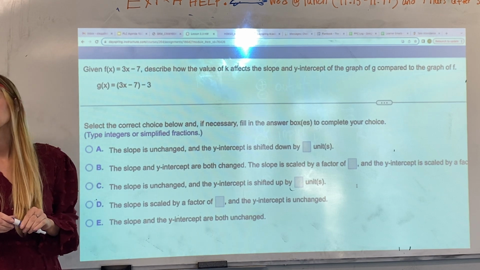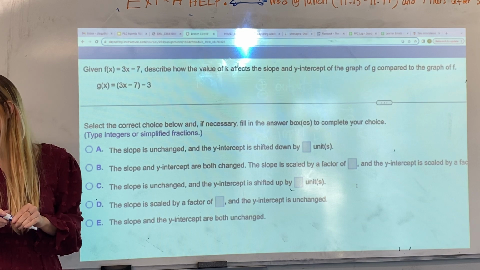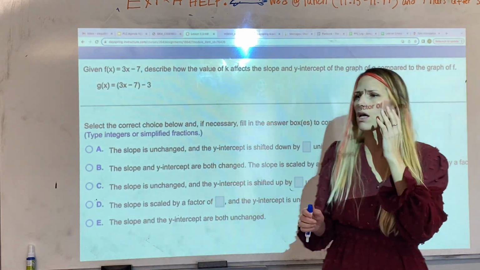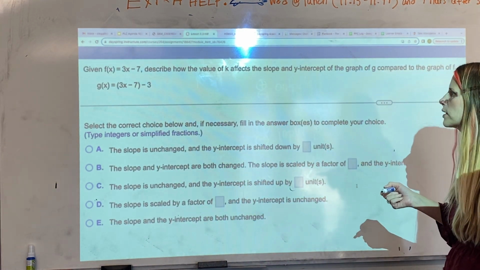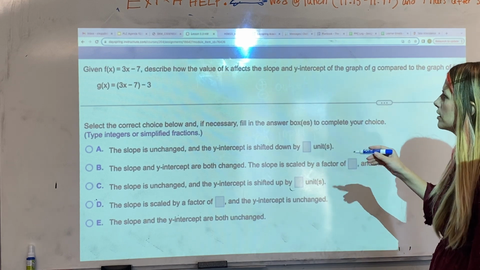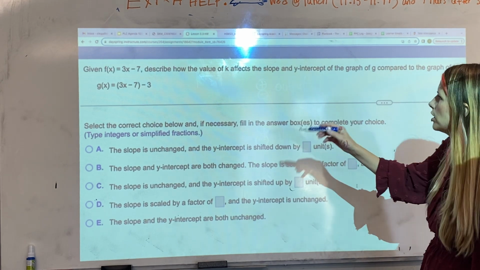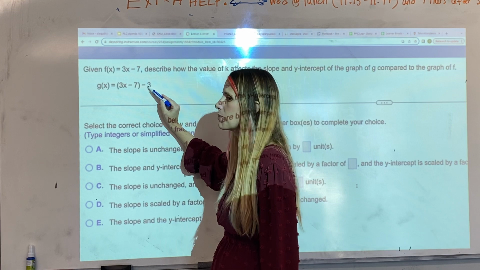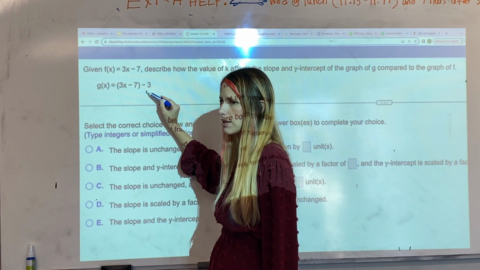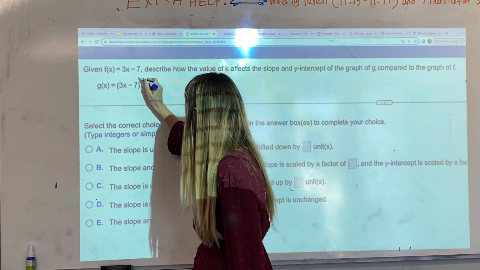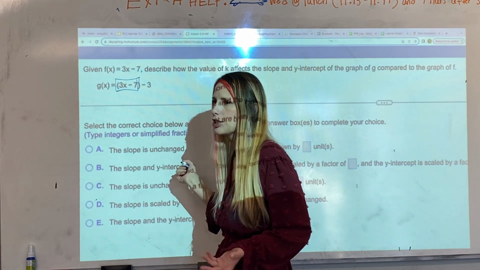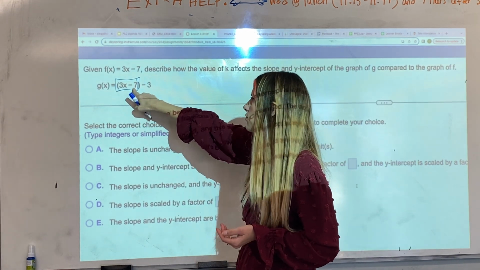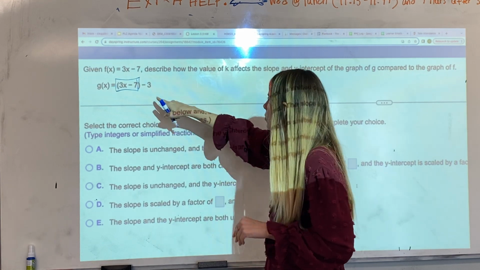When I did this, I read all the answer choices first and then see which one would fit best. Okay, that's a strategy. Let me read the question first, then we'll go through the answer choices. Given f of x is 3x minus 7, then we have g of x is 3x minus 7 minus 3. So is 3 being subtracted from the input or the output? It's the output. So 3 is being subtracted from the entire output, which simply changes the y-intercept. The y-intercept is negative 7. If you take away 3, it's going to be negative 10, so it's going to go down by 3.